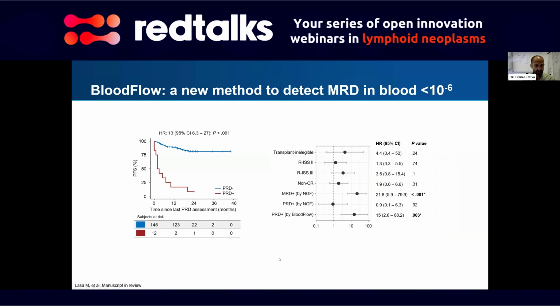And we showed, and this is a manuscript that is currently in review, that detection of PRD is clearly prognostic in patients with active myeloma. The negative predictive value compared to the marrow is high, not perfect, but it's high. And as you can see in the slide, it is of independent prognostic value for PFS together with the MRD status in the marrow by NGF. And as expected, because it is more sensitive, it outperforms the PRD status according to NGF.